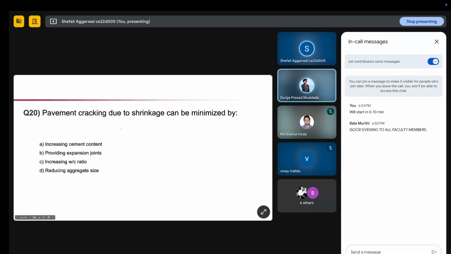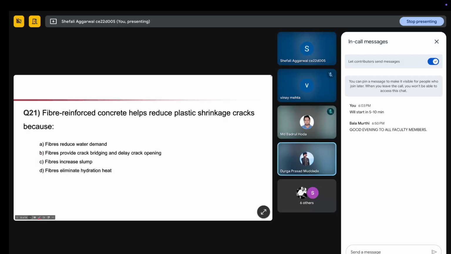Pavement cracking due to shrinkage can be minimized by increasing cement content, providing expansion joint, increasing water to cement ratio, or reducing aggregate size. B, correct. If you provide expansion joint, your cracking due to shrinkage can be reduced.